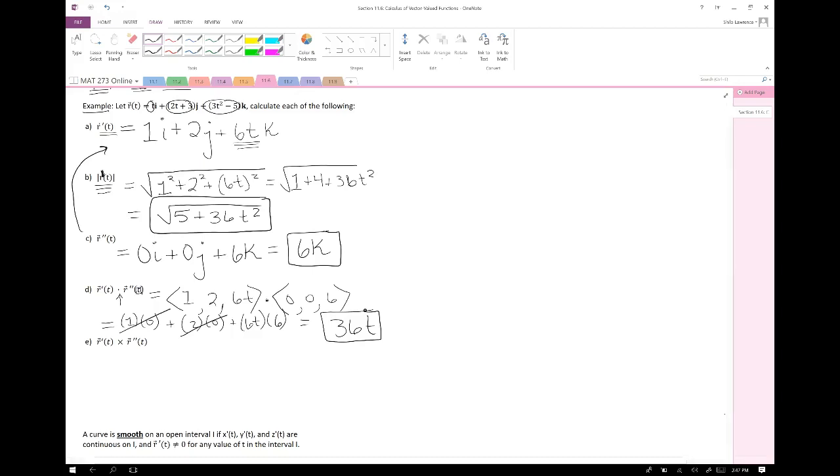One more calculation real quick. We're going to do r prime cross r double prime. Again, remember, the answer to a cross product is a new vector. The way that I like to calculate these is with a 3x3 determinant matrix. R prime came first in that cross product, so I'm going to put its components in row 2, which are 1, 2, and 6t. R double prime has components 0, 0, 6.